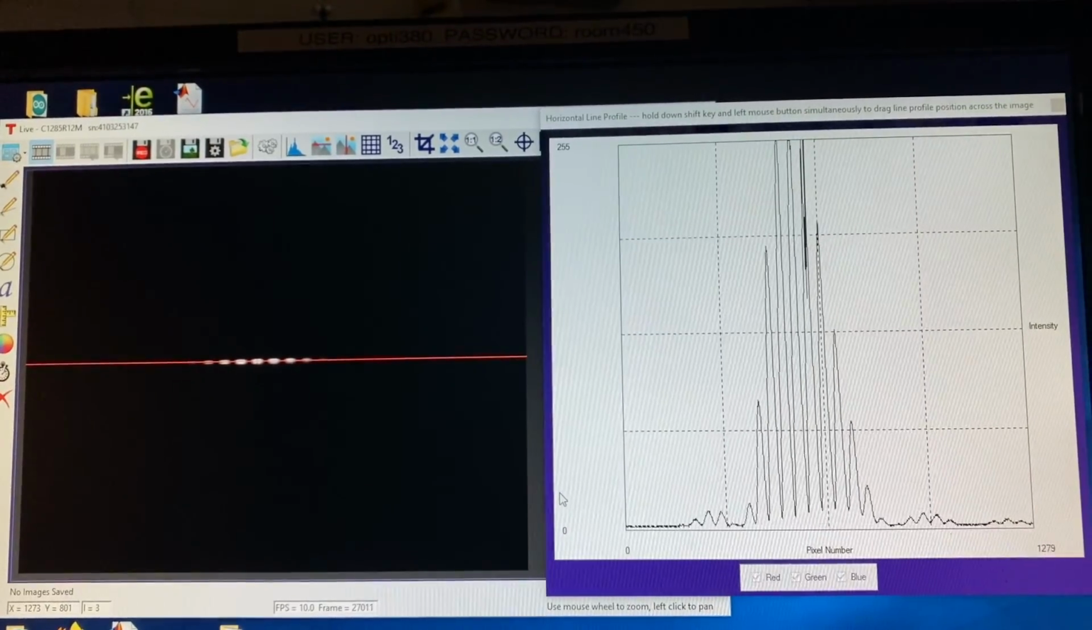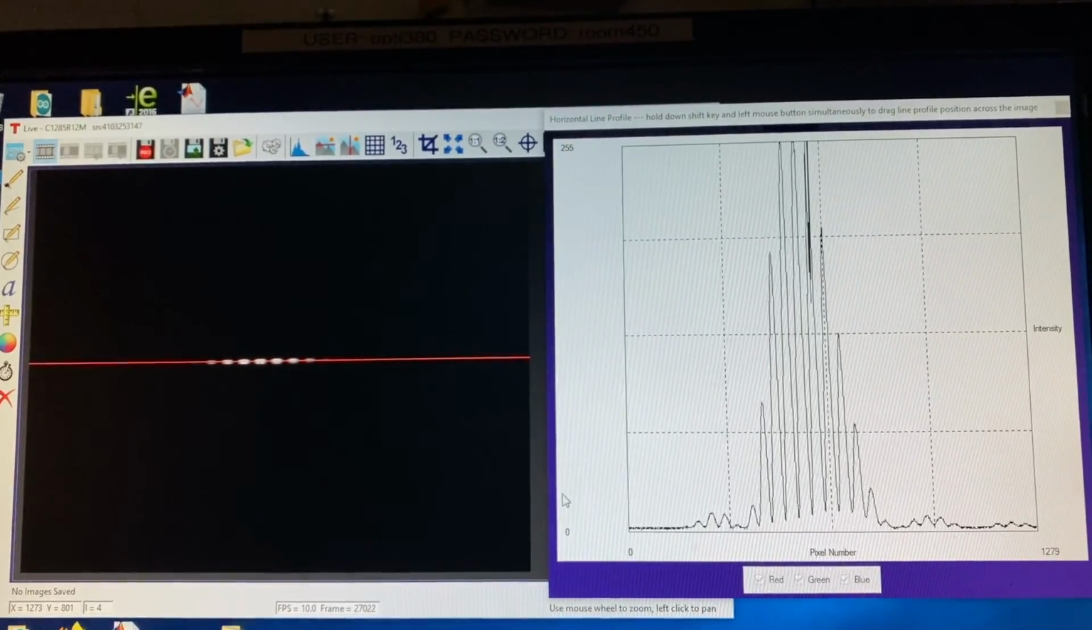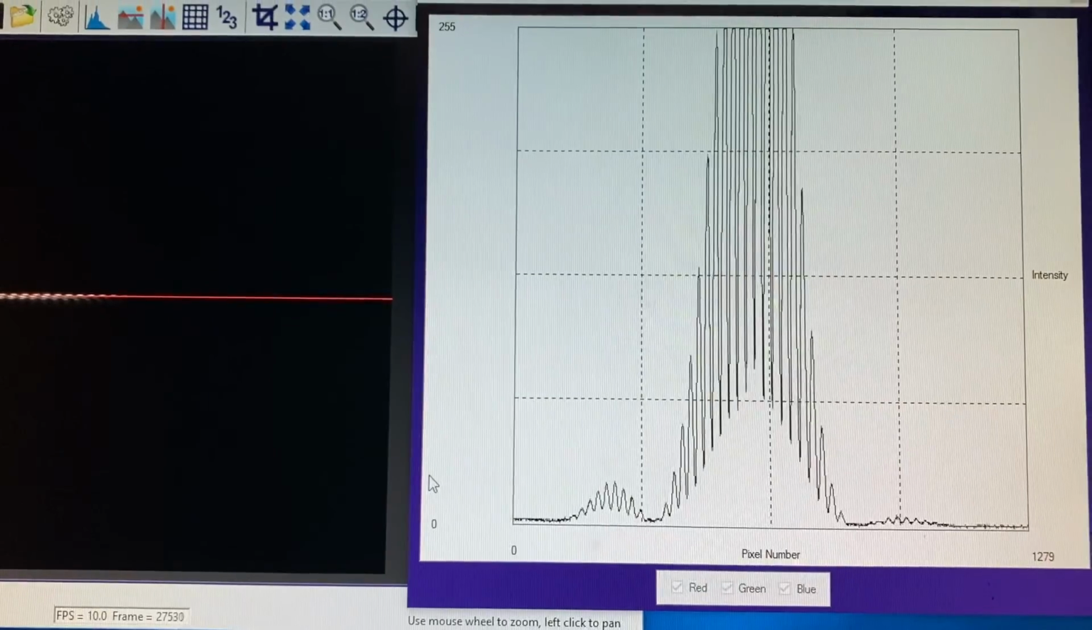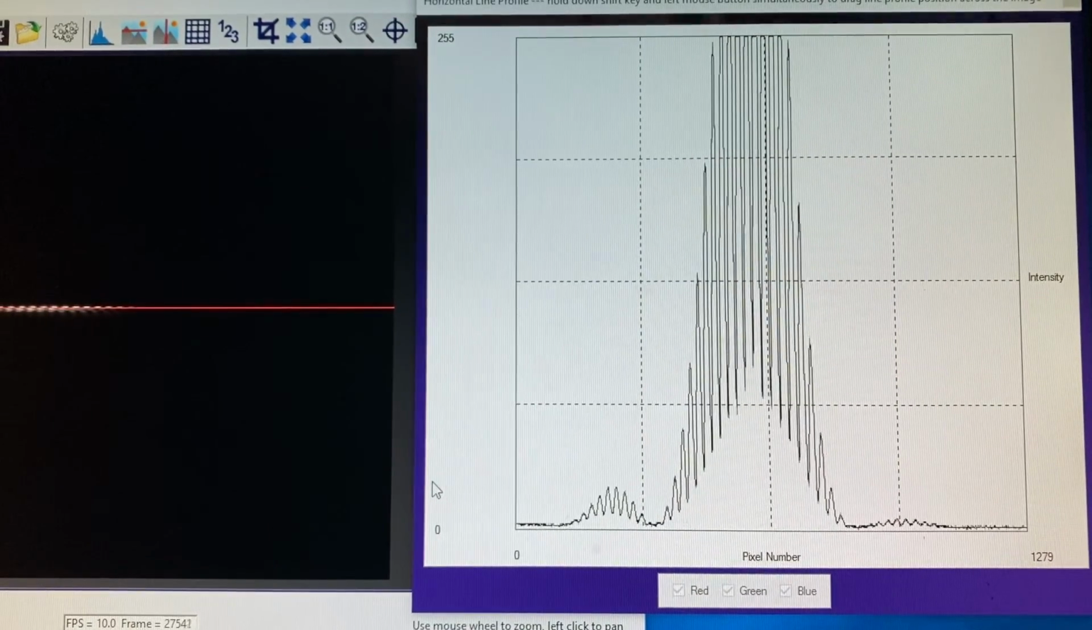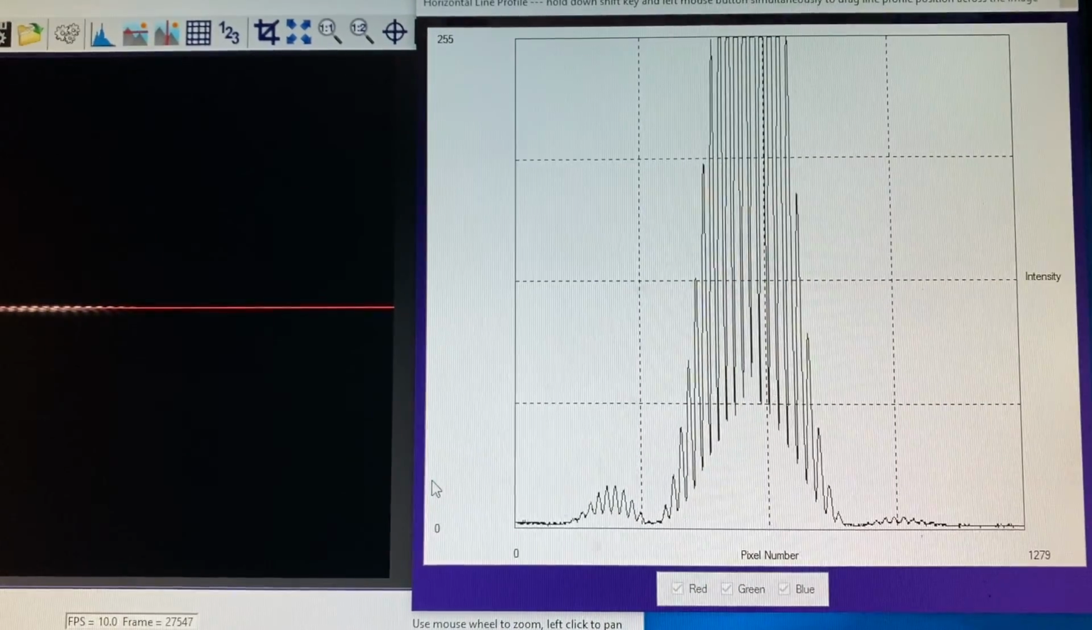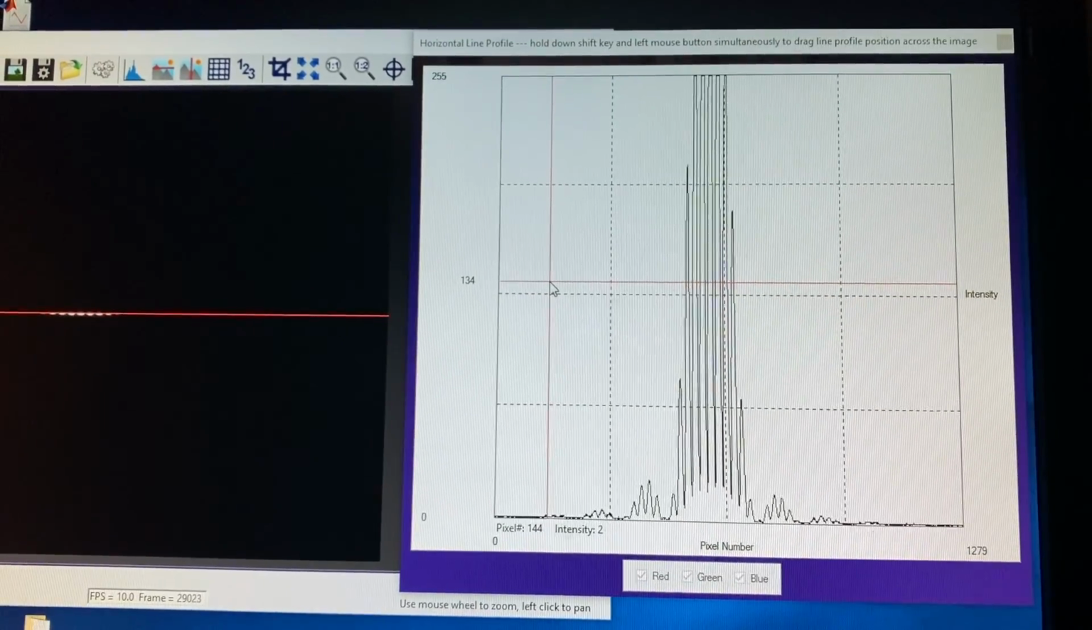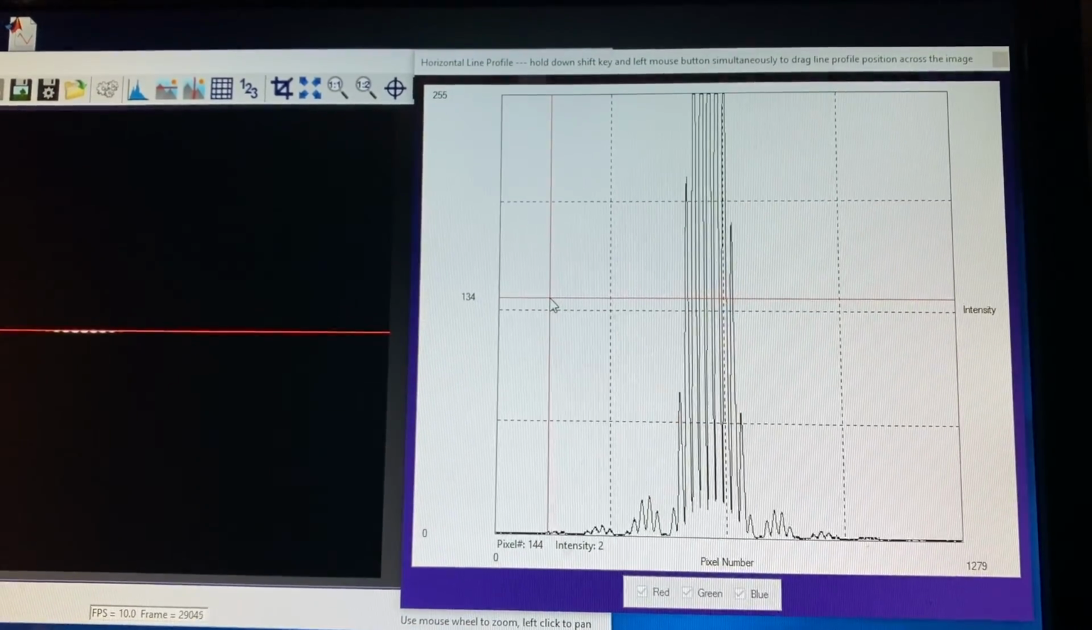This is the Fraunhofer pattern for the 40 micron double slit separated by 250 microns. And this is the 40 micron double slit separated by 500 microns. As you can see, there are more peaks and they're much closer together. As we increase the slit size from 40 to 80 microns, the width decreases.